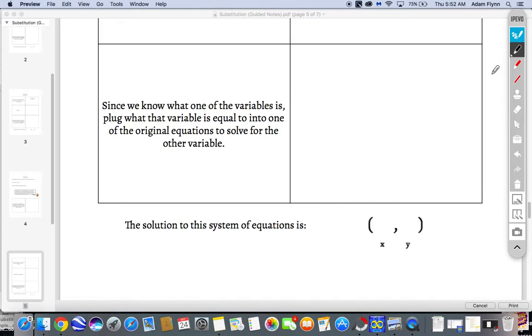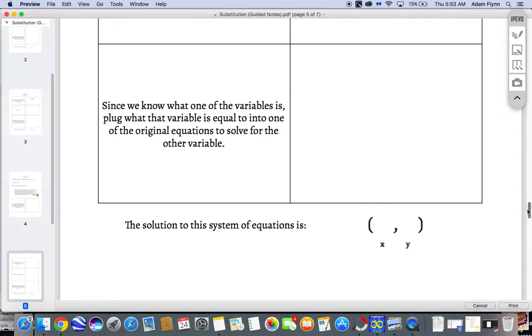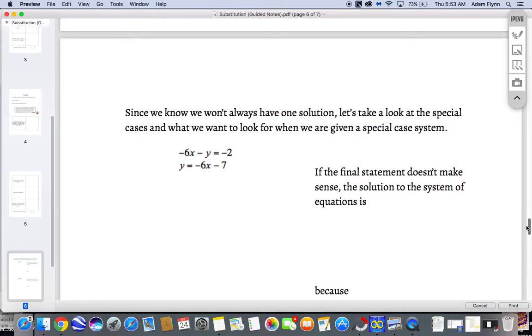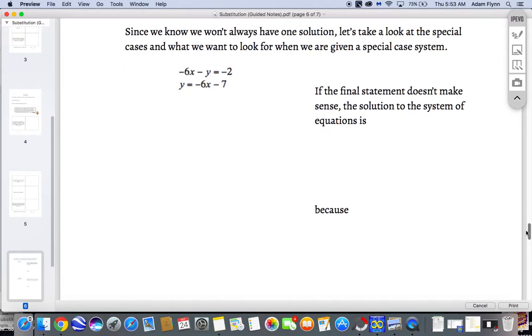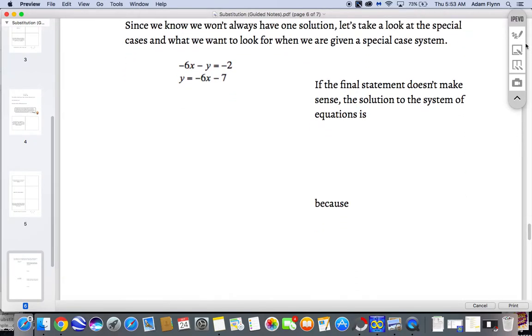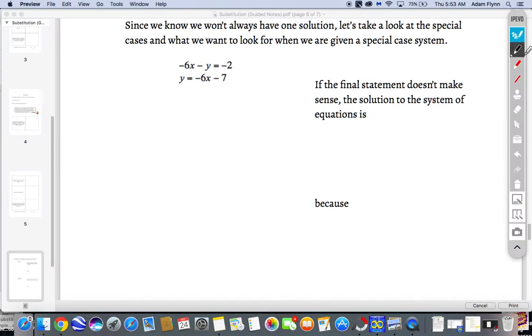Okay, we are almost done with our actual notes before we take a look at some examples. But before we take a look at some examples, we have some special cases that we should discuss, some situations that you most definitely will run into at some point. Okay, so at this point, we know that we won't always have one solution. We've got two special cases where we will either have no solution or infinitely many solutions. So let's take a look at what that will look like.